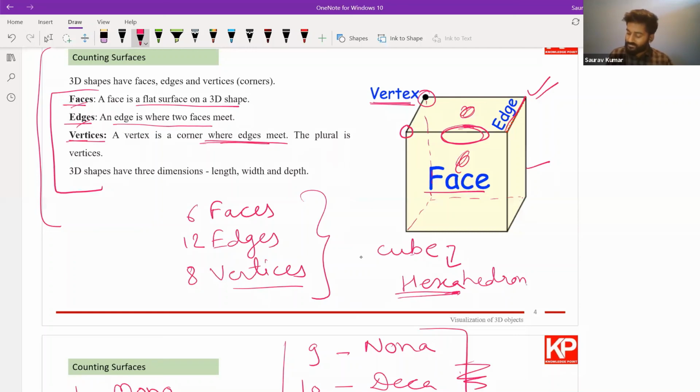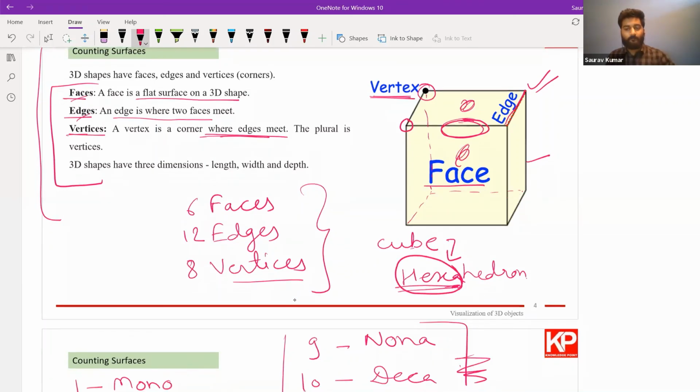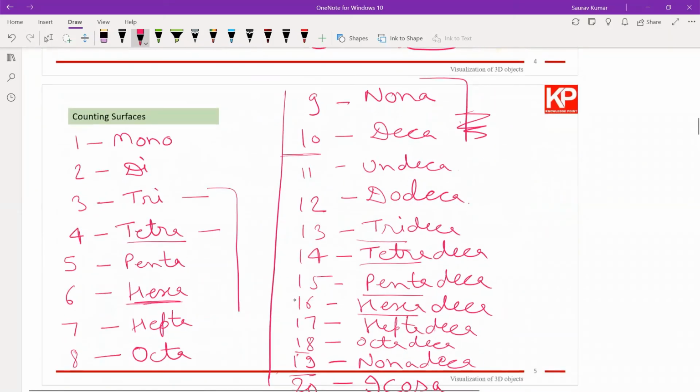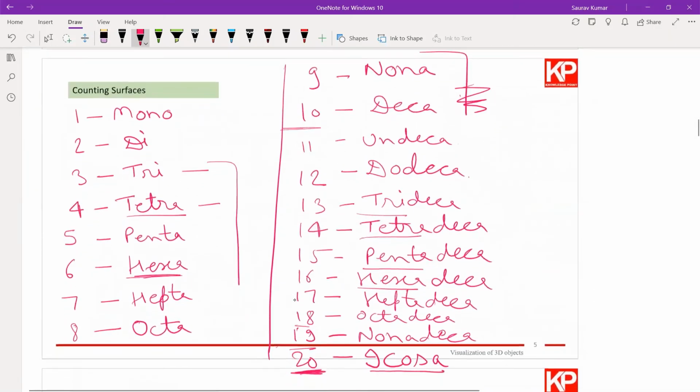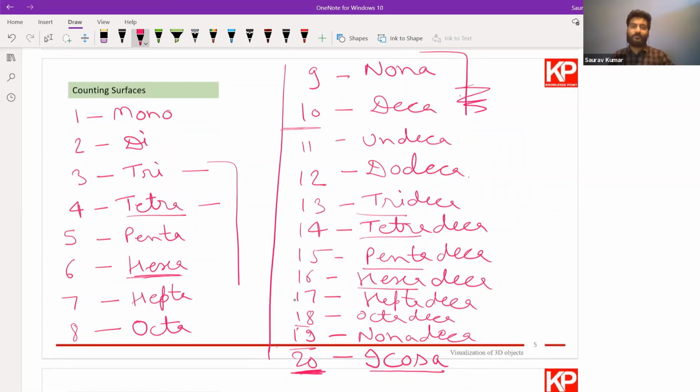So now you know the significance of these numbers. I have a doubt. Yes. In that case, we won't have a mono, a one-sided figure? No, sir. One-sided will become two-dimensional. It would be planar. So that is a different thing. Okay, sir.